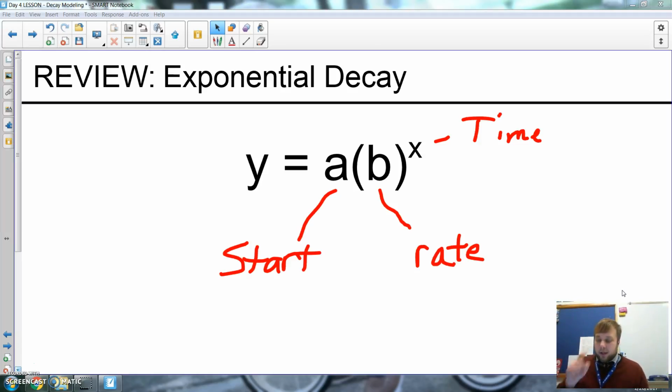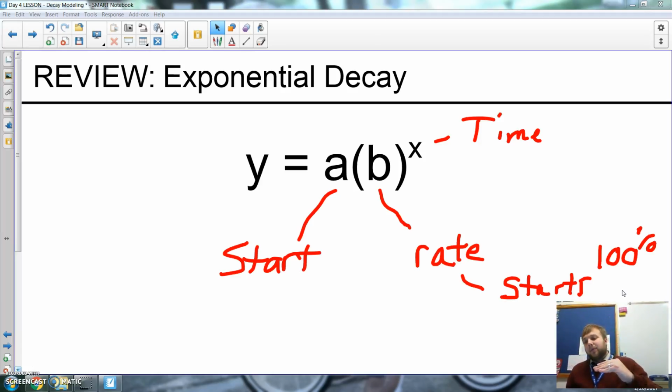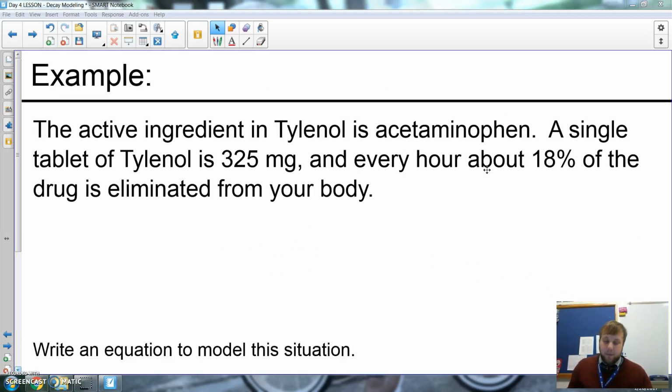Now, I'm going to add one little caveat on here, and I'm going to do it on the rate. Remember, this thing starts... That's an S, by the way. Where does this thing start? It starts at 100%. So everything starts at 100% when we're talking rate. If it's an increase, we're increasing it on 100%. If it's a decrease, we're decreasing it by 100%.